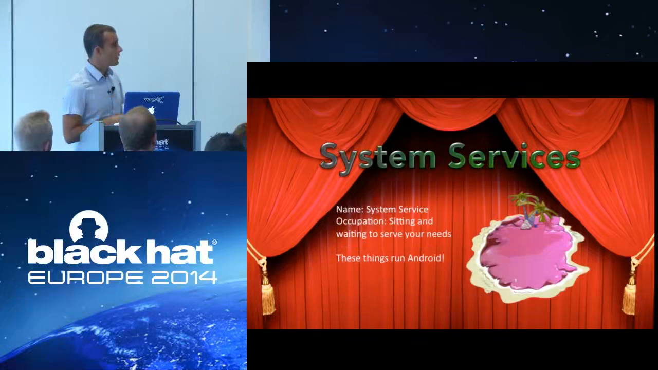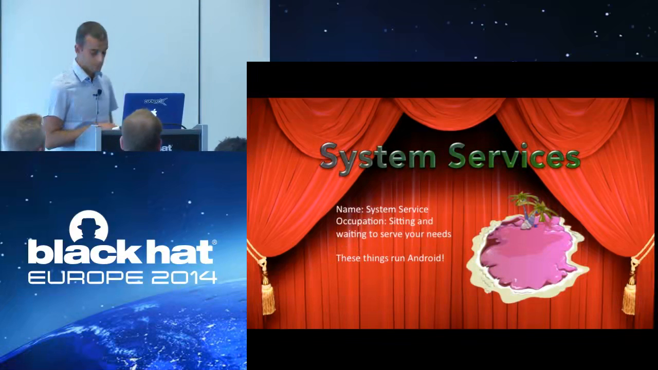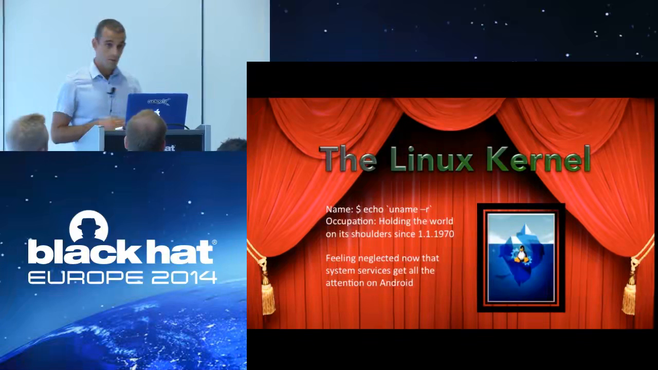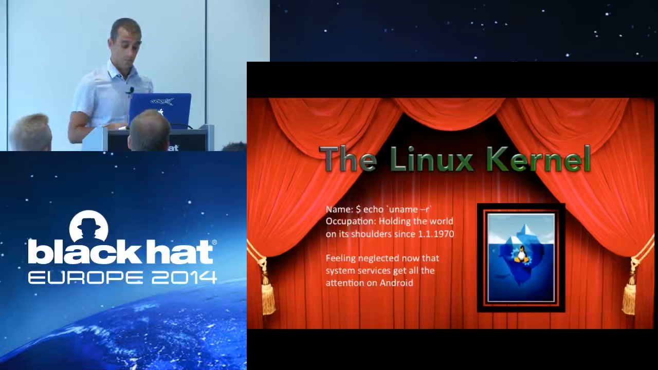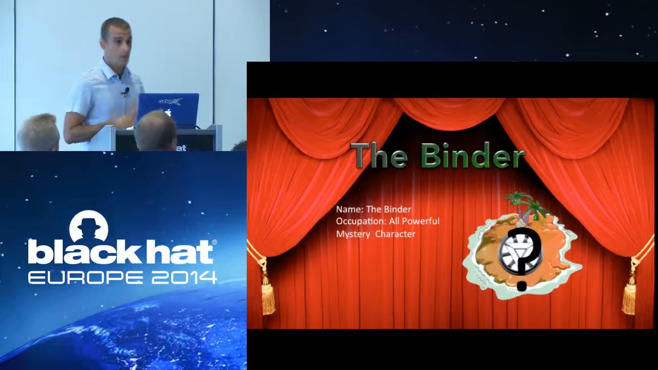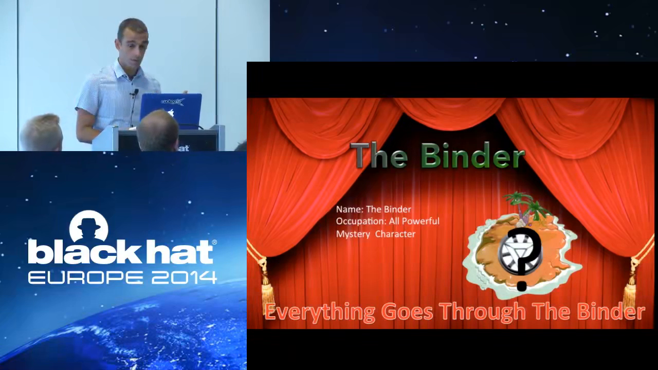We have Android system services. They're kind of silent actors, but they're really important. They keep the whole system running, and we'll understand why. And we'll have the Linux kernel, which is, like any other story about Linux, a central actor in this story. But as you'll see, in Android the kernel is not as important as in other Linux systems, and we'll understand why. And now we come to our main mystery, all-powerful character, the binder. You may not have heard about the binder, but it's actually handling your most sensitive data behind the scenes thousands of times a minute. We'll learn all about the binder today, but the one thing you need to understand now is that everything goes through the binder.